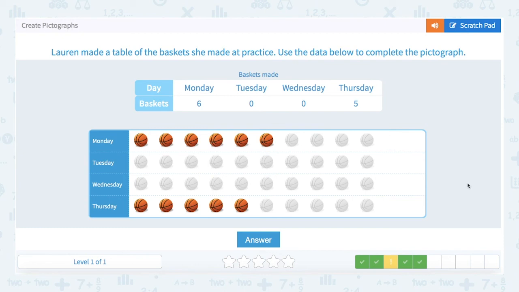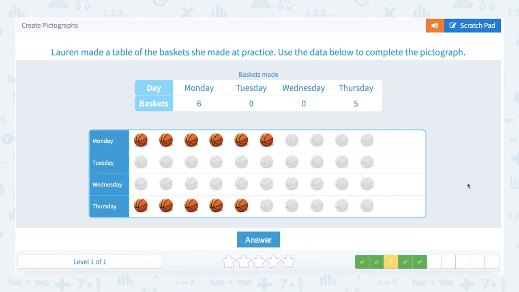Maybe she spent more time on Monday and Thursday practicing her shooting, and maybe on Tuesday and Wednesday she didn't do much shooting at all. Maybe Tuesday and Wednesday were more practicing her dribbling, her other ball handling skills. Or maybe Tuesday and Wednesday she just had off days. Maybe she wasn't feeling well. We don't know exactly what was going on, but we do see that there was some factor that caused Monday and Thursday to be quite a bit better than Tuesday and Wednesday.